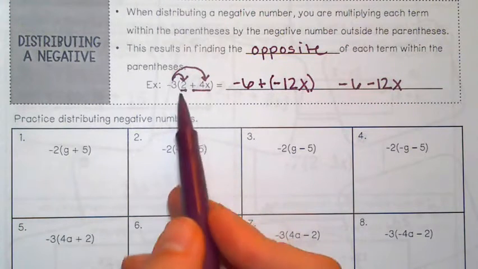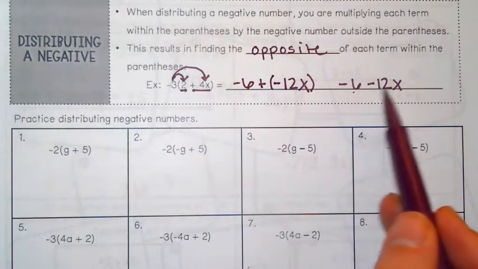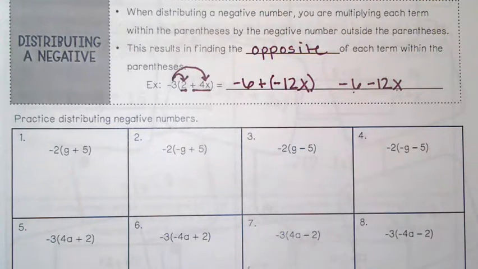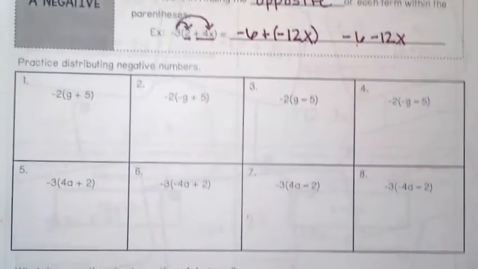Notice my positive turned into negative. So we made everything the opposite. So when you're multiplying by a negative, you're making the terms the opposite of what they were before. Let's take a look at a couple more examples here.